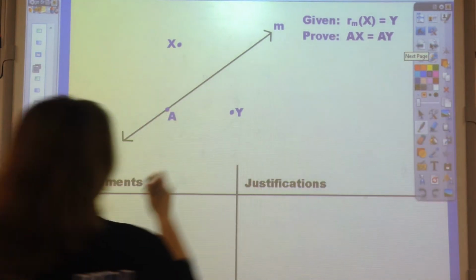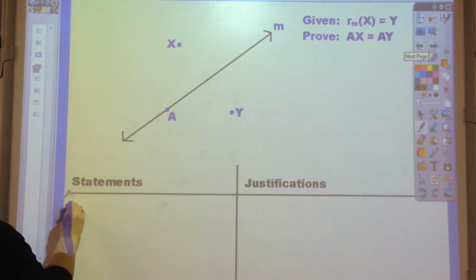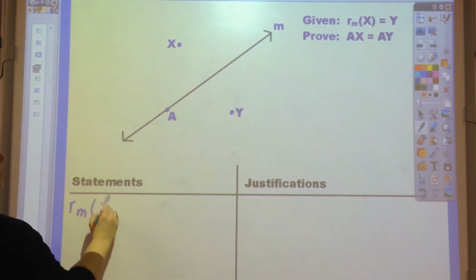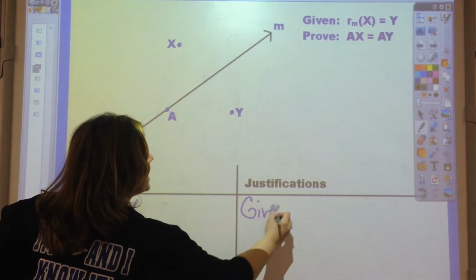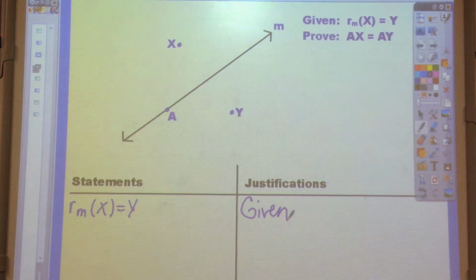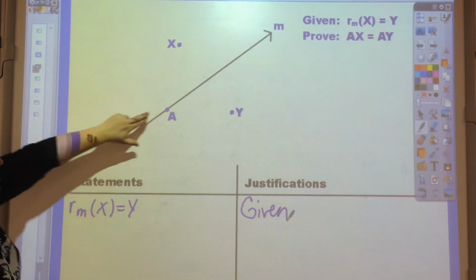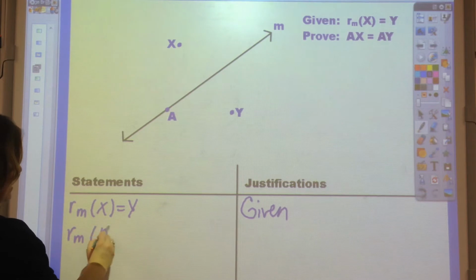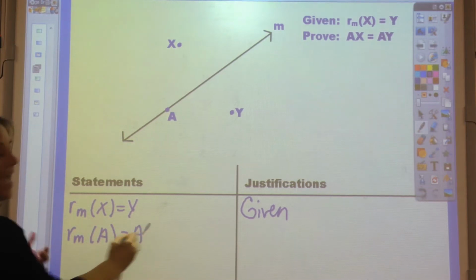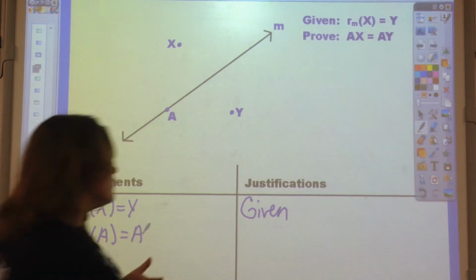Suppose I am given that the reflection over M of X is Y, and I need to prove that AX equals AY. Now the only thing I haven't mentioned yet in my proof is this point A. So I'm going to go ahead and mention that the reflection over M of A is in fact A, and that's due to the definition of reflection.